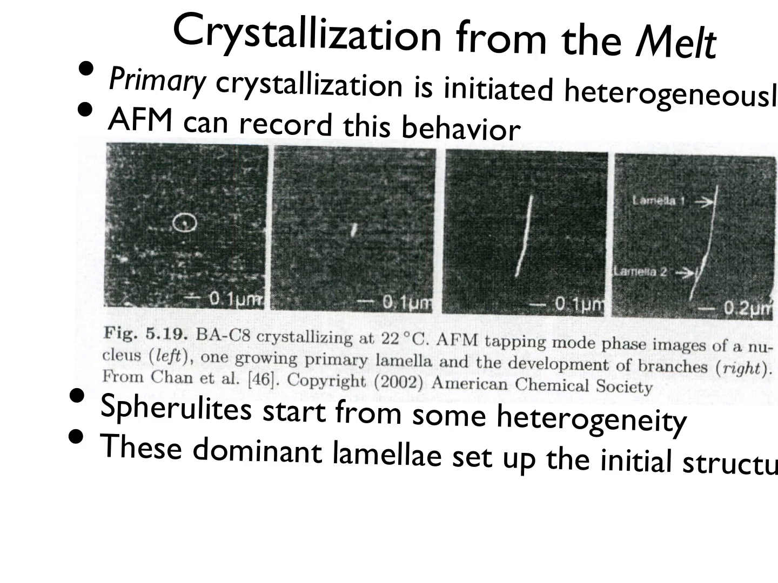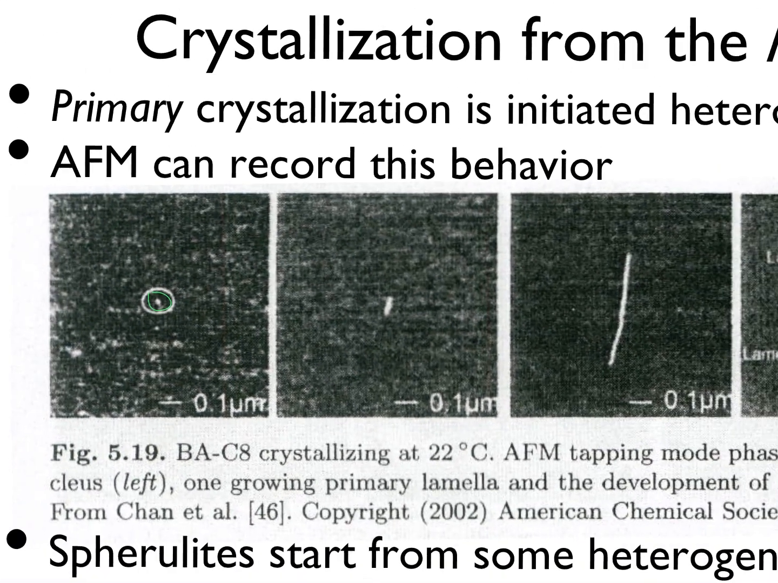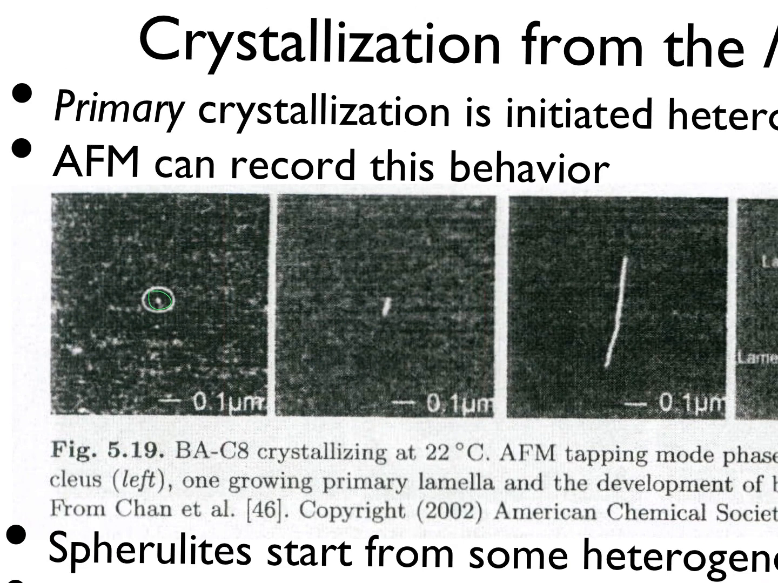AFM can see that crystallization occurring, and this is a really nice experiment. We're looking at just a tiny little dot that is our first crystallite forming. And then as time goes by, and this is, by the way, 22 degrees centigrade, which is one of the reasons why people like this polymer. It does all this at these ridiculously low temperatures. And so that initial dot forms, and then it starts to grow as time goes by.